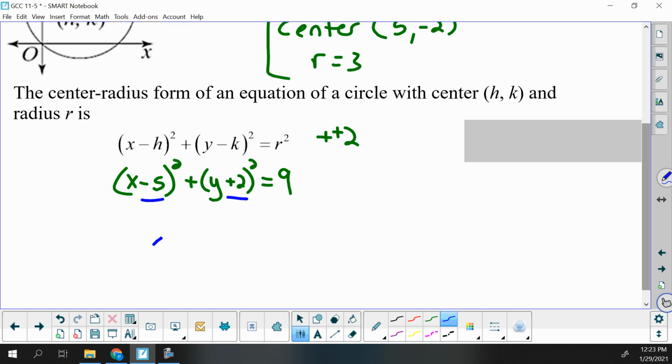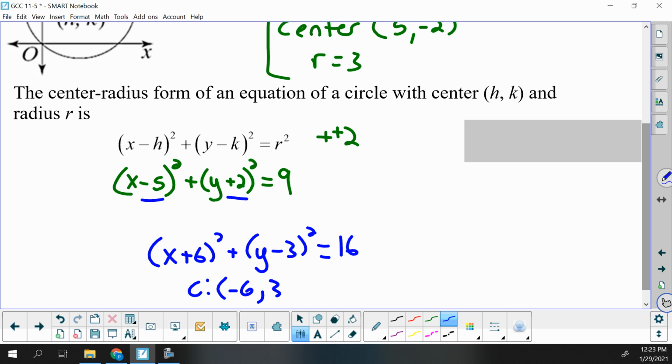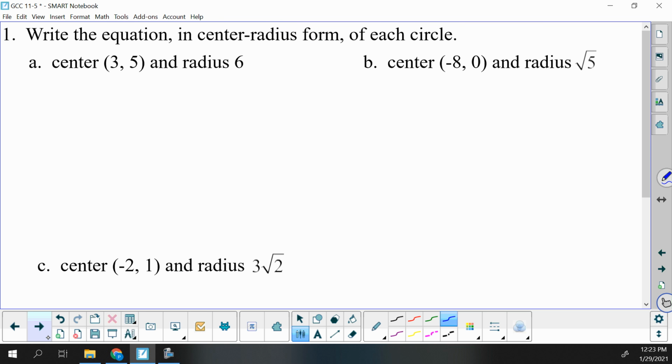So if we went in the reverse, let's say I had x plus 6 squared plus y minus 3 squared is equal to 16. Again, note our center is the opposite signs of what's in the parentheses. So our center in this case would be (negative 6, positive 3). And 16 is our radius squared. So if we took the square root of that, 4 times 4 is 16. So our radius is just 4. So that's the main idea of what we're going to be working with today. And if we go down to the bottom, we'll practice that a bit.